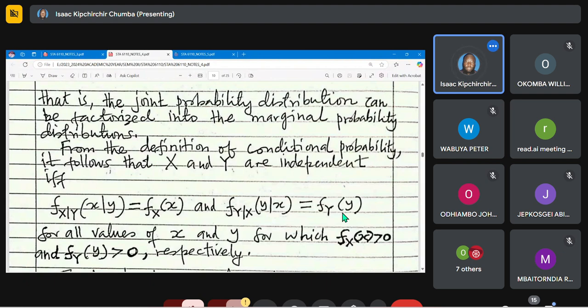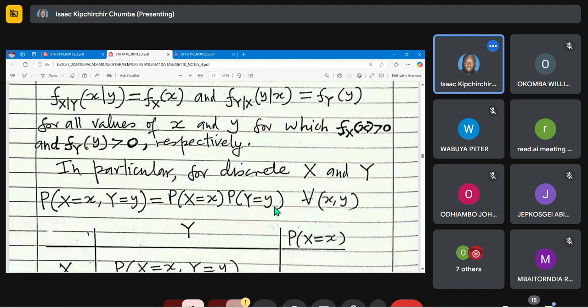Then you are talking about if you have two events which are independent, the occurrence or non-occurrence of one event is not influenced by the occurrence or non-occurrence of the other event. So you can actually see the same concept.